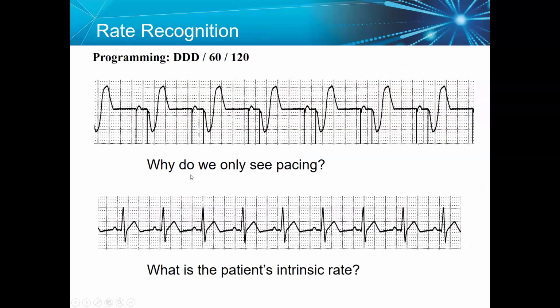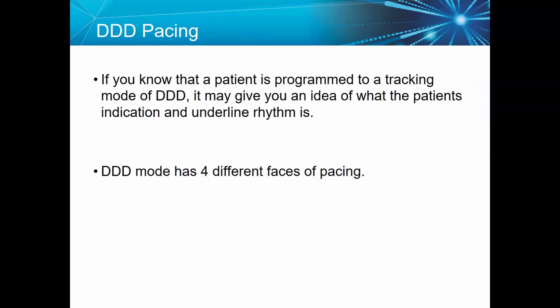Okay, this rate recognition: atrial pacing, ventricular pacing, and here is this intrinsic rhythm, and this intrinsic rhythm is around 75. So DDD pacing, if you know that from a tracking mode DDD, may give you an idea what the patient indication is and what the underlying rhythms are.